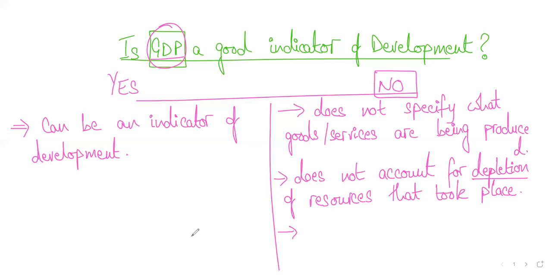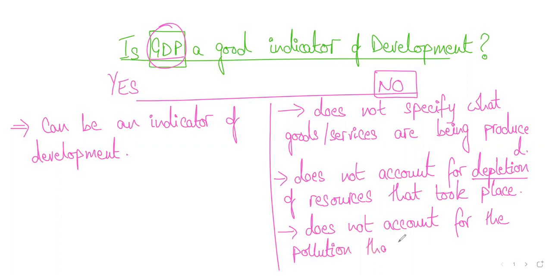Another problem with GDP is that it does not account for the amount of pollution. Again, this is linked to the above point. It does not account for the pollution that took place while you were producing more goods and services. Very good, excellent.